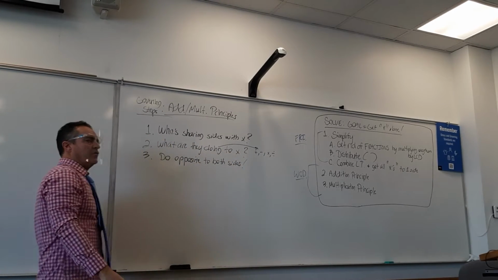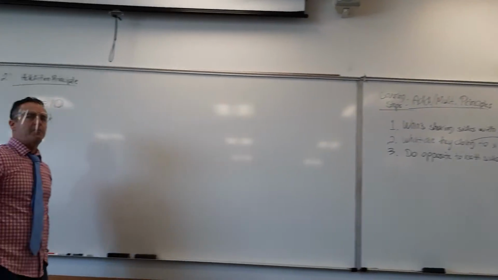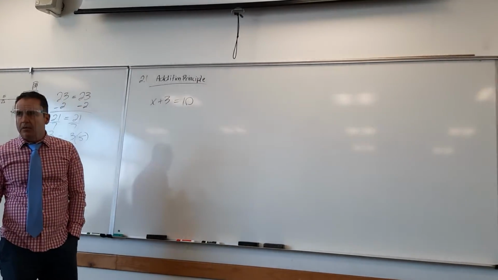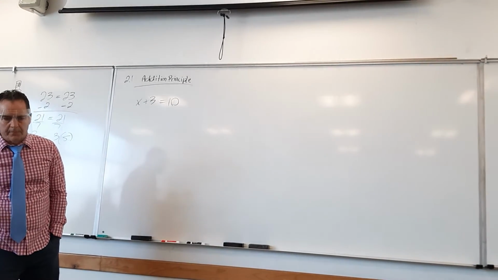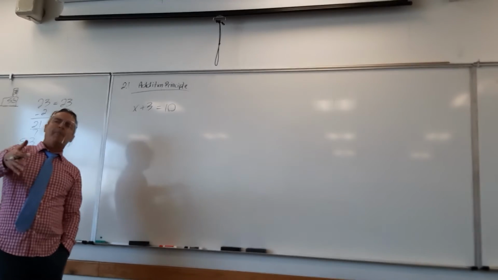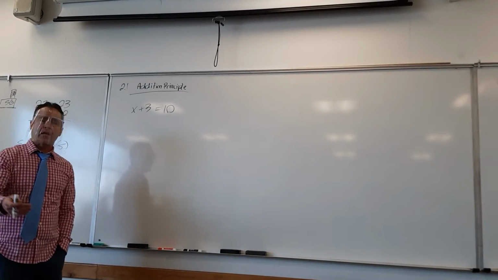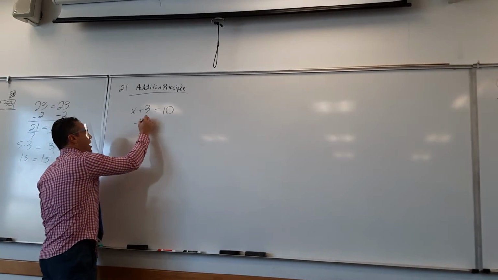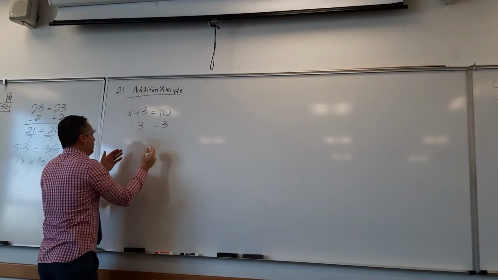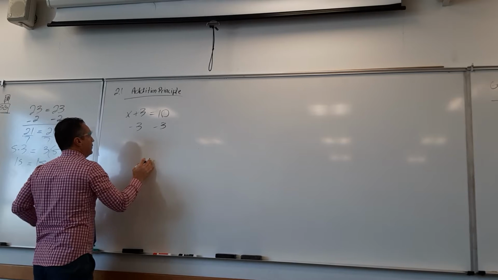Okay? So let's come over here. I know you can do this in your head, but let's do it with algebra. Who is sharing sides with x? 3. What's it doing? It's being added. What's the opposite of addition? Subtraction. So we're going to subtract 3, but the balance rule says what you do to one side of the equation, you got to do the exact same thing to the other side, just like this.